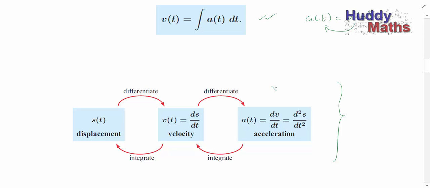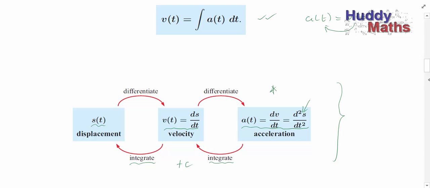Differential calculus on the top line. Get displacement, find its rate of change with respect to time, you've got the velocity. And if velocity is changing with respect to time, it's acceleration, or the second derivative of displacement with time. And coming back, anti-differentiation. It's going to be integrating. Don't forget the plus c.